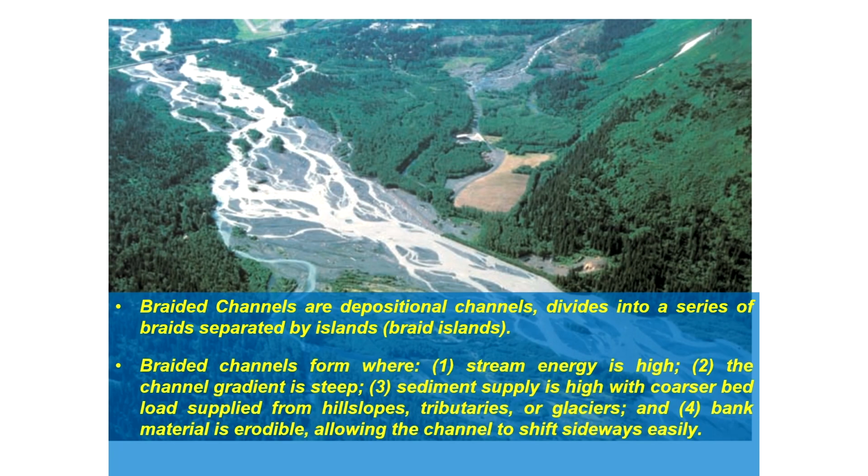So there are a few points which talk about how these braided rivers or streams, or the braided channels, are formed. First, stream energy is high. Second, the channel gradient is steep. Third, the sediment supply is high, with coarser bed load supplied from hill slopes, tributaries, or we can have glacial melts also. And fourth, the bank material is erodible, allowing the channel to shift sideways easily.